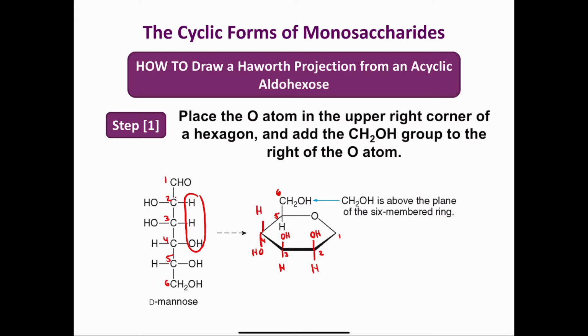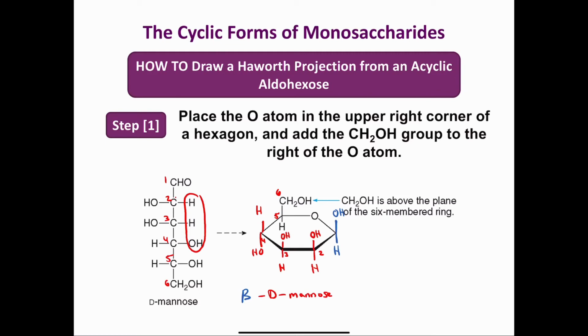The next part is deciding whether we're going to draw alpha D-mannose or beta D-mannose. Let's start by drawing alpha D-mannose, and remember that when we have alpha, our hydroxyl at the anomeric carbon is going to be pointing down like this. Therefore, this is alpha D-mannose. If I want to draw the beta anomer, beta D-mannose, remember that the hydroxyl in the beta anomer is going to be pointing up like this, and so this would be beta D-mannose.